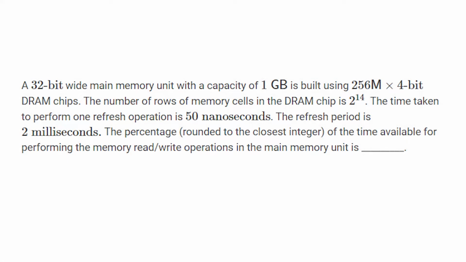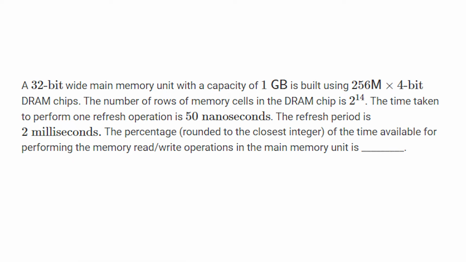A 32-bit wide main memory unit with a capacity of 1 GB is built using 256M cross 4-bit DRAM chips. The number of rows of memory cells in DRAM chip is 2 raised to the power 14. The time taken to perform one refresh operation is 50 nanoseconds. The refresh period is 2 milliseconds. The percentage rounded off to the closest integer of time available for performing the memory read or write operation in the main memory unit is dash.